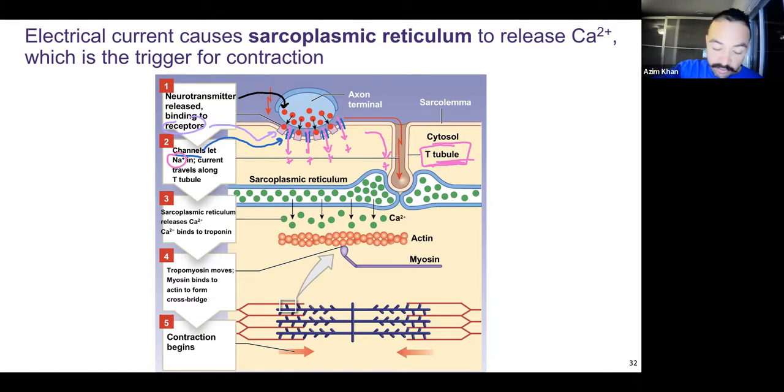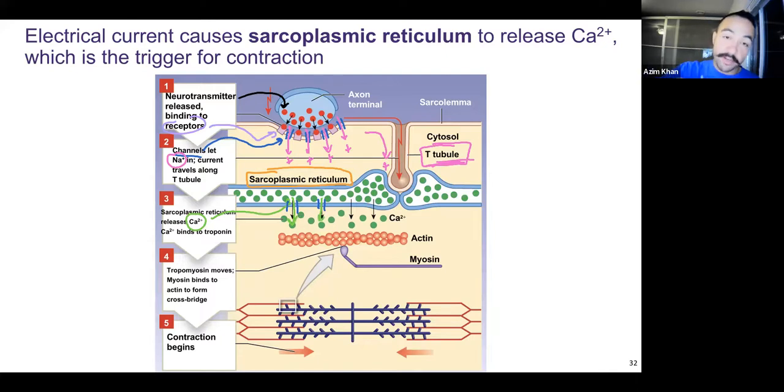It travels down and reaches the sarcoplasmic reticulum. Sarcoplasmic reticulum stores calcium. The electrical signal, the sodium flowing down, triggers the sarcoplasmic reticulum to open up its own channels. So there's a different type of channel here, and these channels let the calcium through. Calcium is entering the sarcoplasm.